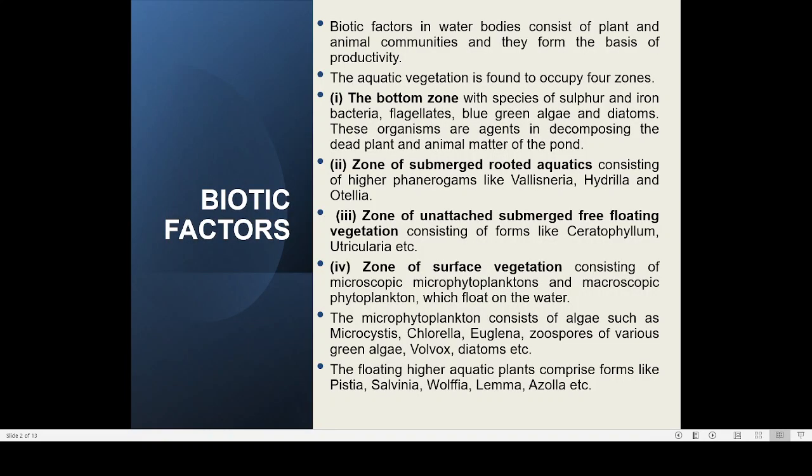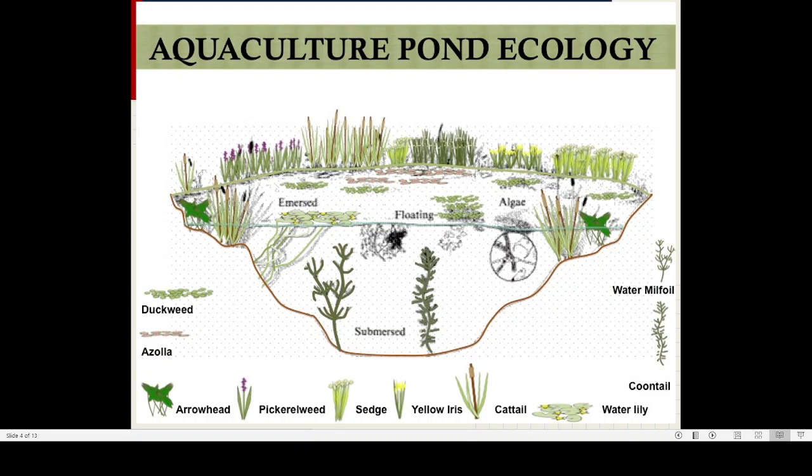Basically, if we look at the biotic factors in a water body, you can find that normally in every aquatic environment there are four different zones. There is a bottom zone, a zone of submerged rooted aquatics, a zone of unattached submerged free floating vegetation, and a zone of free floating vegetation. I will show you a picture, then it will be very clear. So this is the normal view of a pond. Now in that pond we can find four different zones normally present.